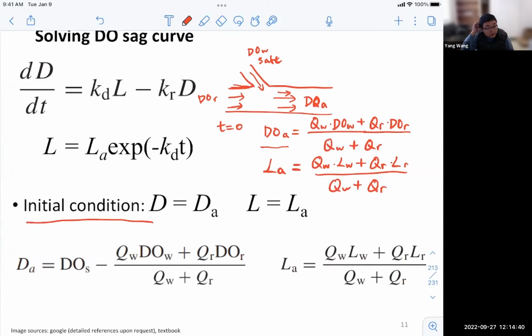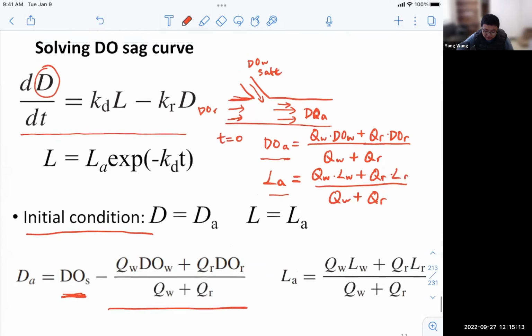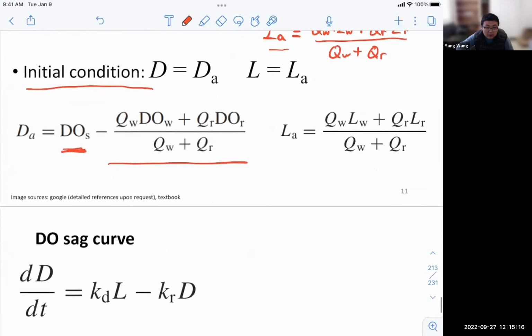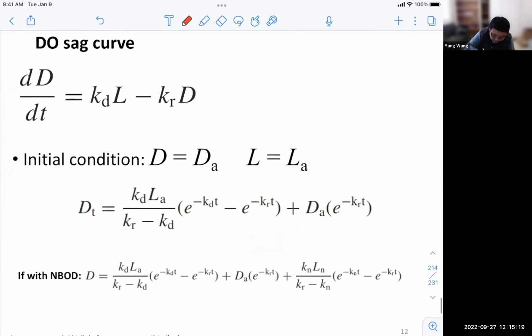So you can find out the dissolved oxygen concentration right after mixing, and then the organics concentration right after mixing. And then if you recall, for this equation here, we need to find out the initial condition for D, which is the oxygen deficit. So the oxygen deficit is just the saturation condition minus the DO right after mixing. Okay, so in this way, you have the initial condition, you have the differential equation, you can solve that, and this is our final solution.